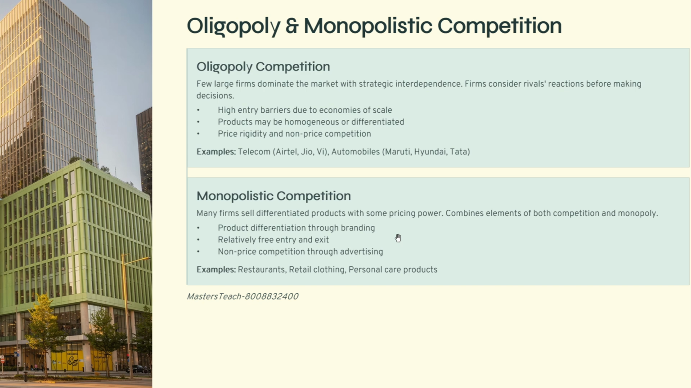Monopolistic competition: many firms sell different products at similar prices. So it combines elements of both competition and monopoly. There is product differentiation through branding, relatively free entry and exit, and non-price competition through advertising. For example, restaurants, retail clothing, personal care products. These are monopolistic competition. Whereas oligopoly competition is the telecom industry and automobile industry. In the telecom industry, we have Airtel, Jio, and VI. Whereas in automobile, Maruti, Hyundai, Tata.